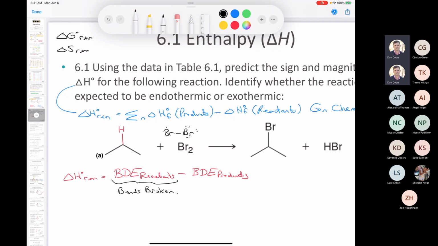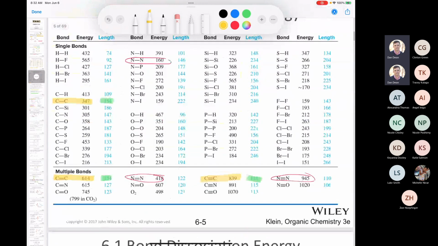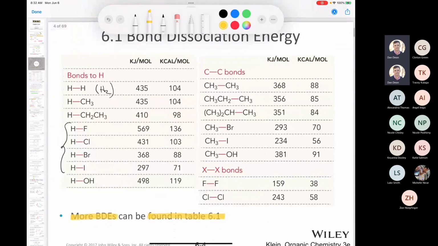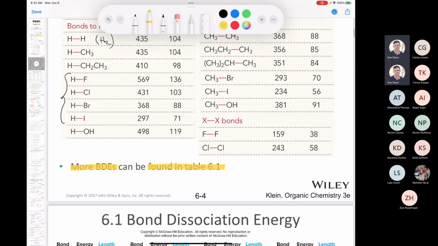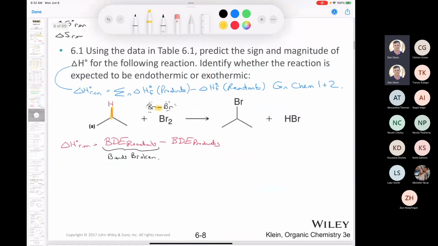I'm just going to draw the full Lewis structure just to get the point across that we're breaking this bond and we're breaking this bond. So bonds broken. Now I went ahead and I looked up the values in table 6.1. I don't have the exhaustive table here, so I don't have the bond dissociation energy of the carbon-hydrogen bond for the methylene in propane. However, I don't even have it for bromine. So if you go to the table in the book, you'll find the values. Okay, I promise they're in there.